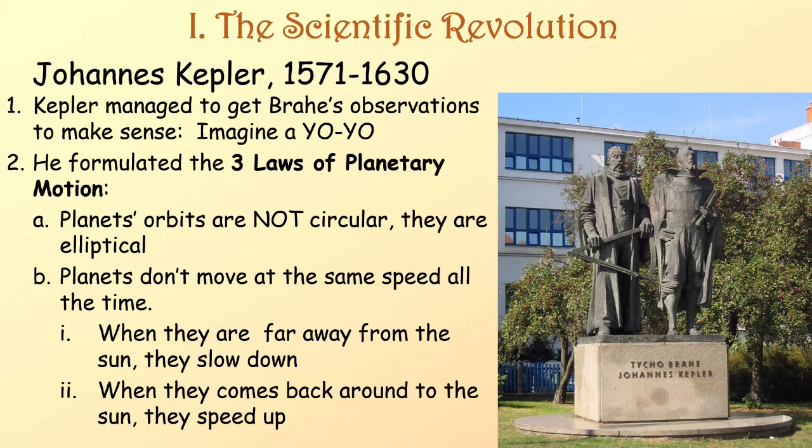Now, that sounds really complicated, but if you have ever used a yo-yo, then you can easily understand the 3 laws of planetary motion. Here they go. Number 1, planets' orbits are not circular. They are elliptical. Number 2, planets don't move at the same speed all the time.